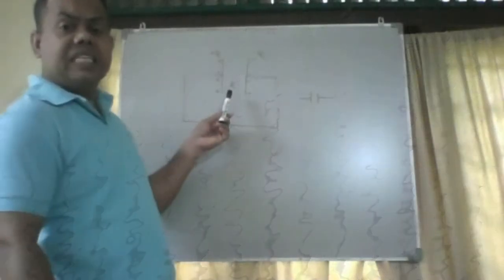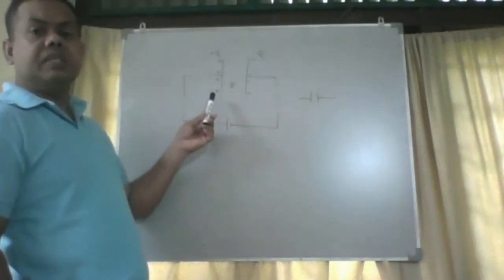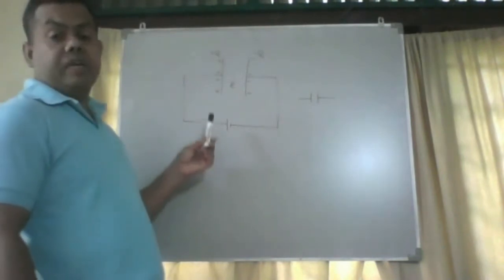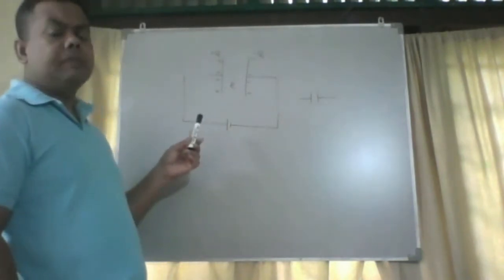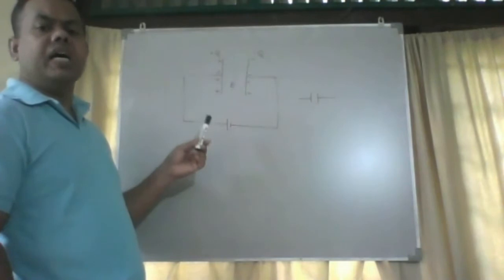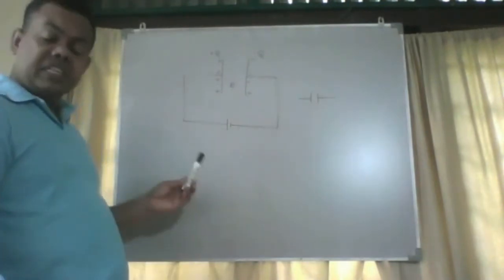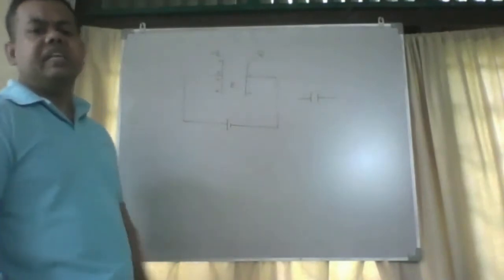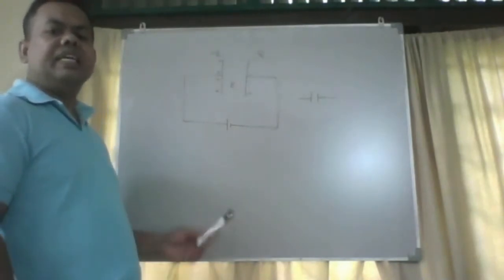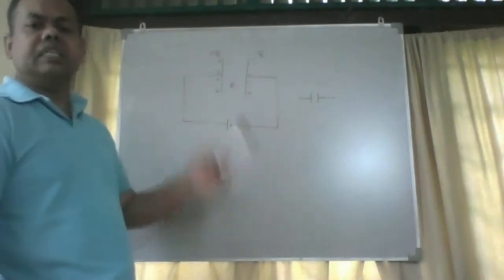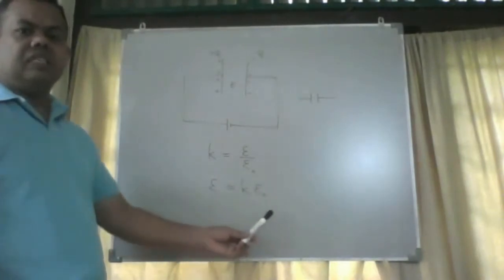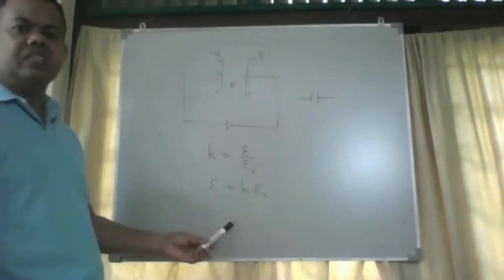If epsilon is the permittivity of the medium between the parallel plates, and epsilon naught is the permittivity of vacuum or air, the ratio of epsilon to epsilon naught, K, is called the dielectric constant of the material. Those quantities are related to each other as in this equation.